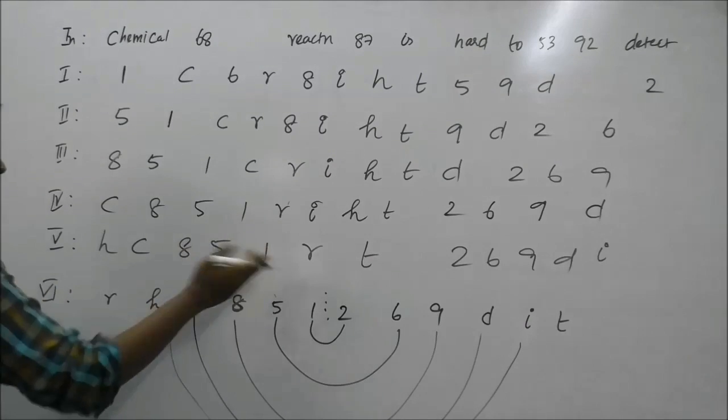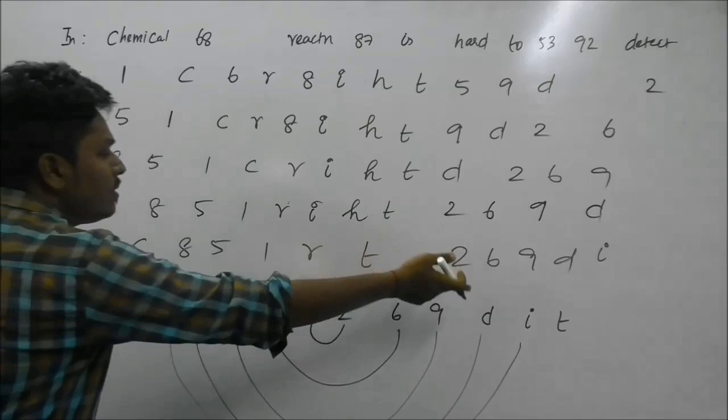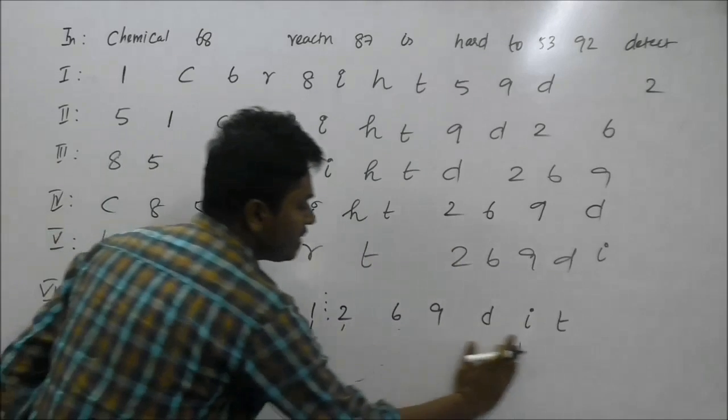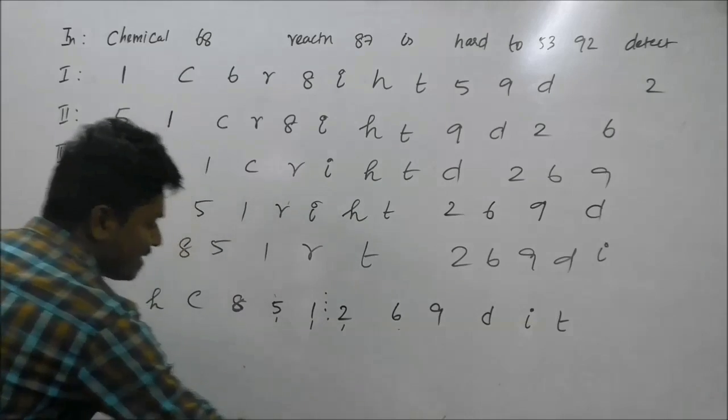Why? Because in the next step we will push towards the right hand side and towards the left hand side. So R will come at the front and T will go at the last. So we can clearly say that this will be the last step. Friends, I hope that this may take 6 steps to solve.